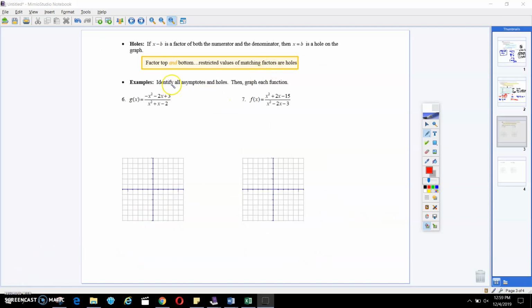So the next concept that we need to learn is something called a hole. Okay. So when you factor the top and the bottom, sometimes you have something cancel out, right?